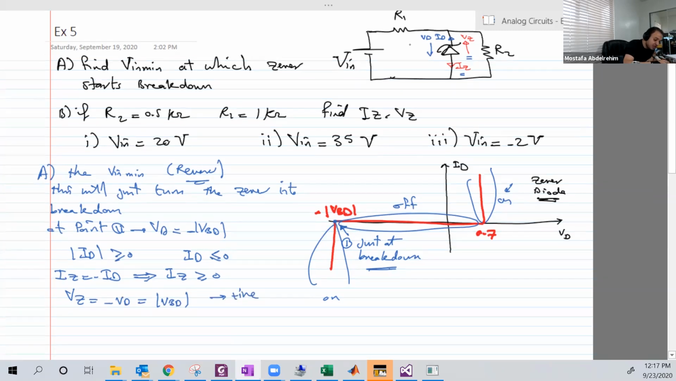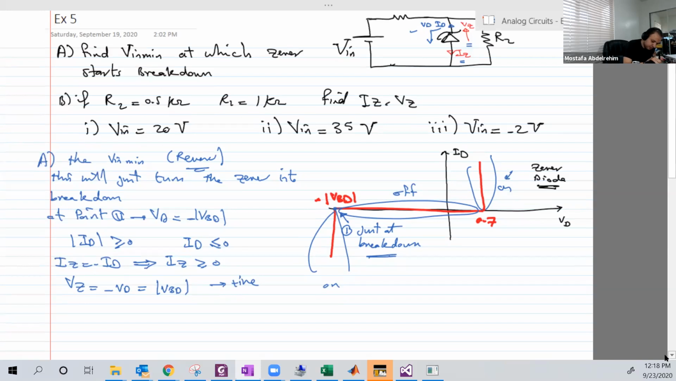So these are the original directions for VD and ID, and these are the directions he gave you in that example. So with these directions, the red ones, the value should be positive. If you play with the original directions that we usually assume for normal diodes, okay, that's fine, but they must be negatives while you are in the breakdown region. Okay, that's good.